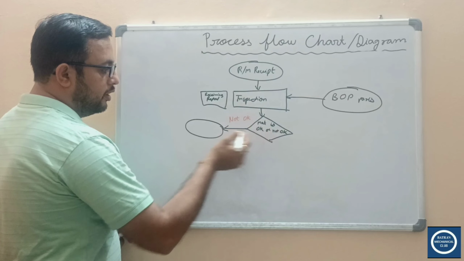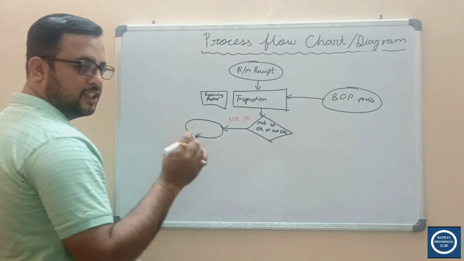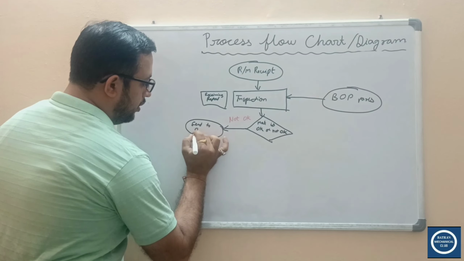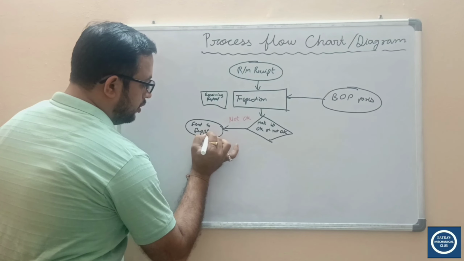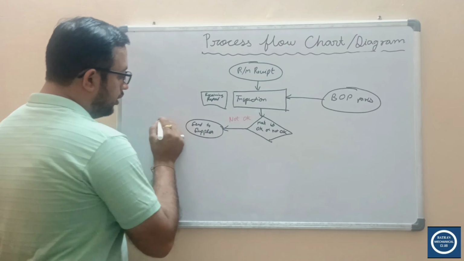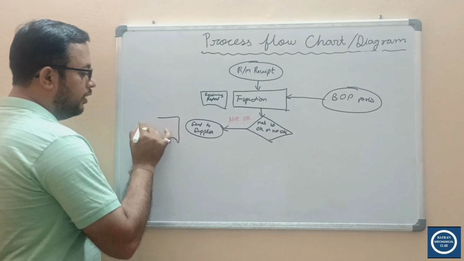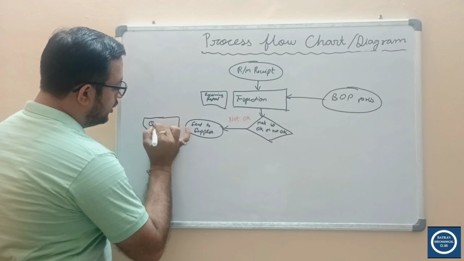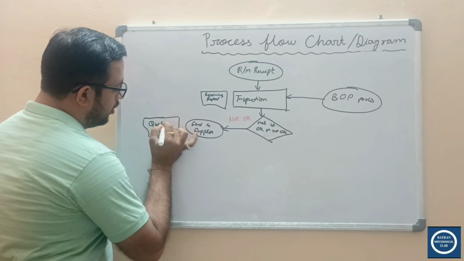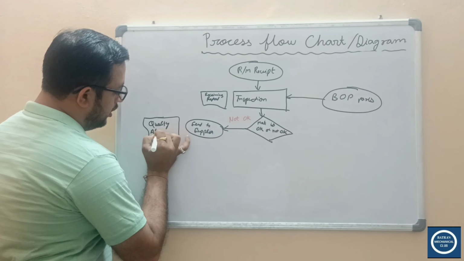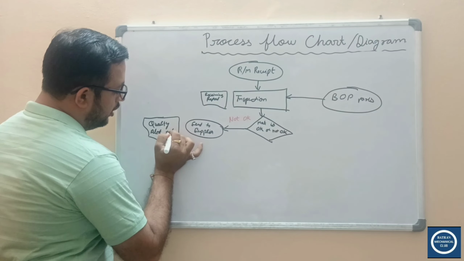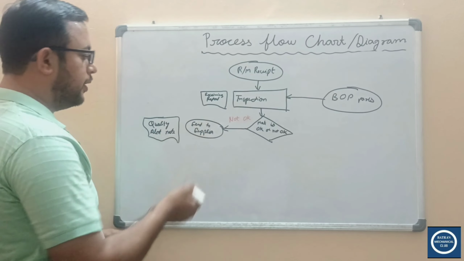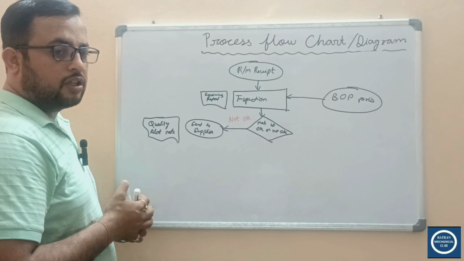One process started here, one process is completed here. Send to supplier. In this, what will we attach? We will attach a document, a quality alert note, that whatever rejection we have found while inspecting should not come again.